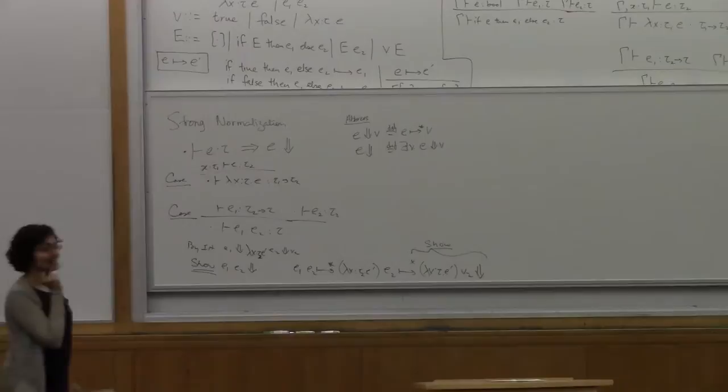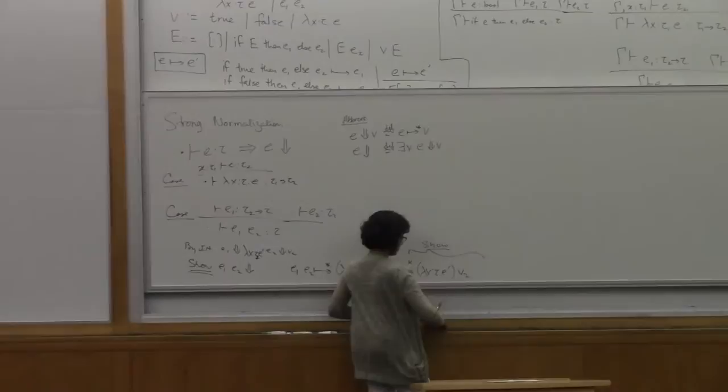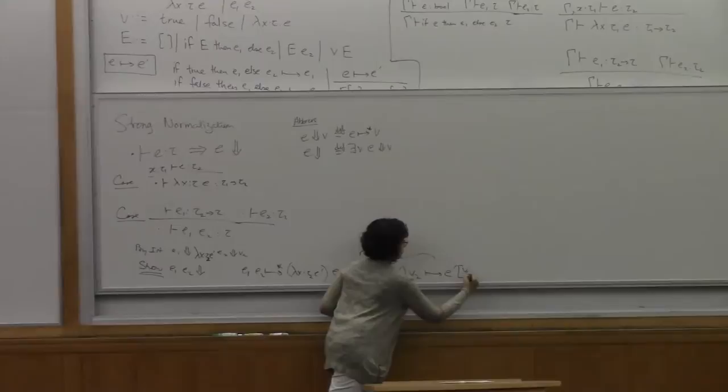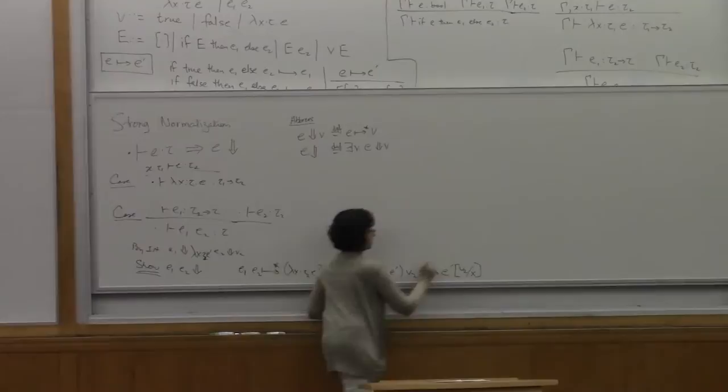So as part of showing that, we can certainly take one more step, and now we get E prime with V2 for x. And I'm going to shift our proof obligation. Now we have to show that that terminates.